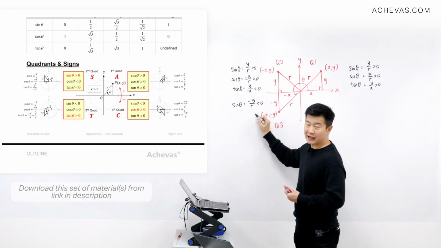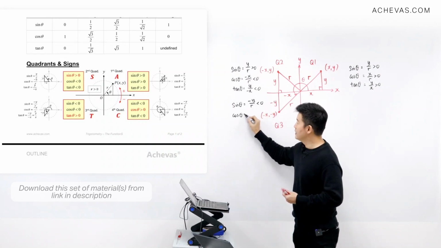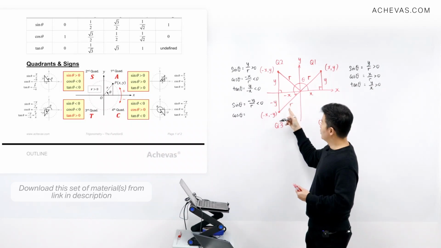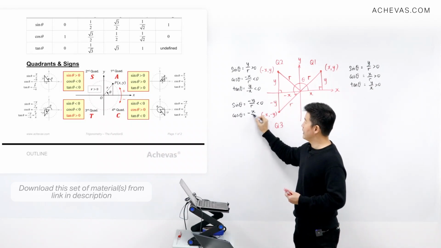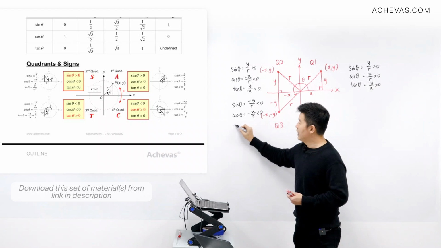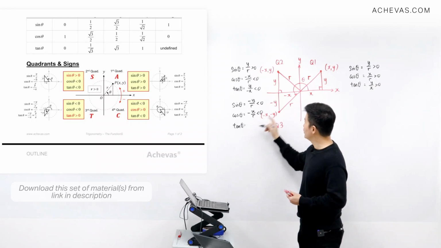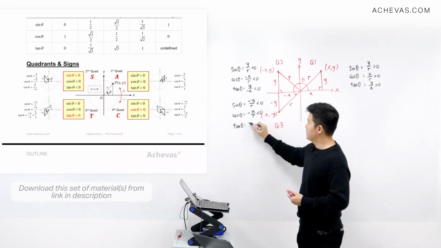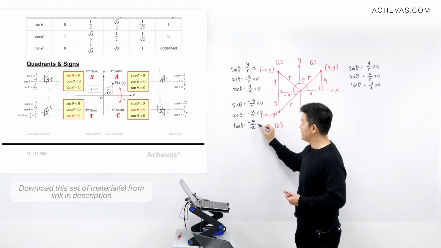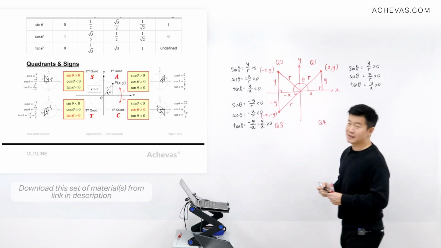This is going to be negative. Cosine of this is adjacent over the hypotenuse, so minus x over r. This is negative. And tangent theta is opposite over the adjacent, so it's minus y over minus x. It is positive y over positive x. This is bigger than 0.